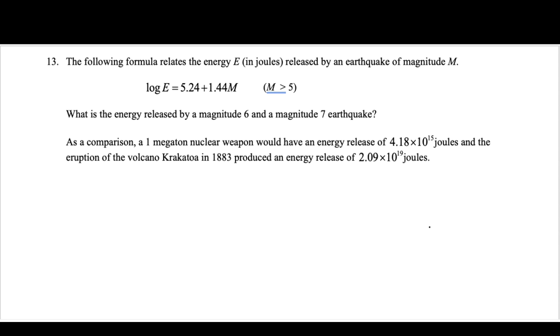It says, as a comparison, a 1 megaton nuclear weapon would have an energy release of 4.18 times 10 to the 15 joules. That's 4.18 followed by 15 zeros. And the eruption of the volcano Krakatoa in 1883 produced an energy release of 2.09 times 10 to the 19 joules. So those are a couple of reference points for us. So let's figure out the energy release of a magnitude 6 earthquake.